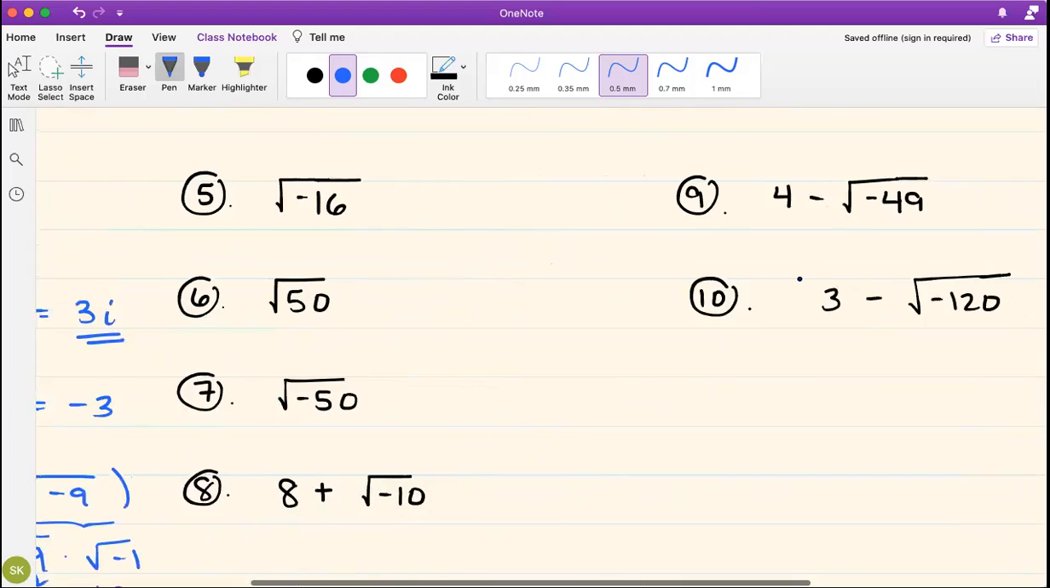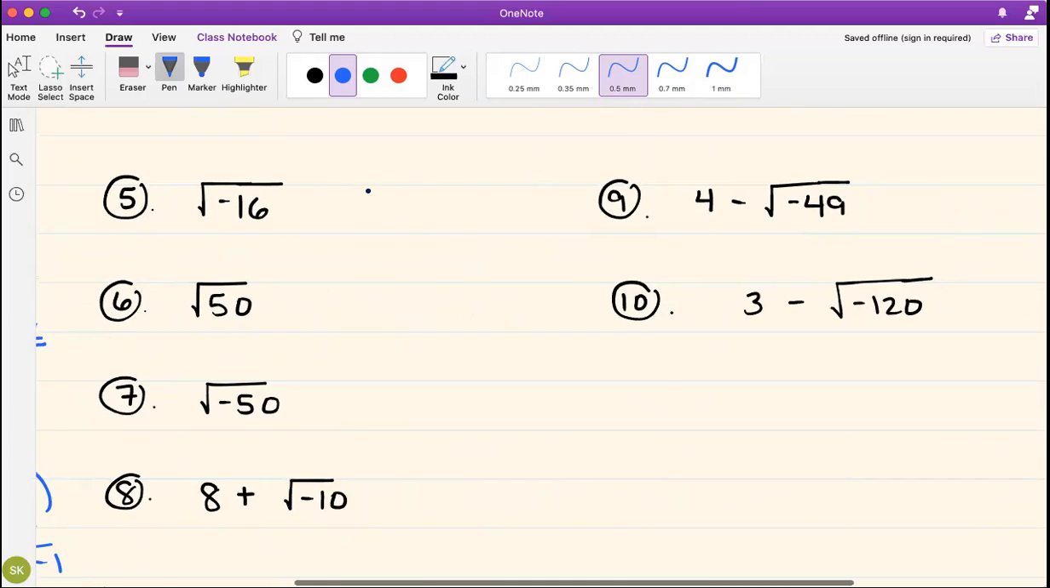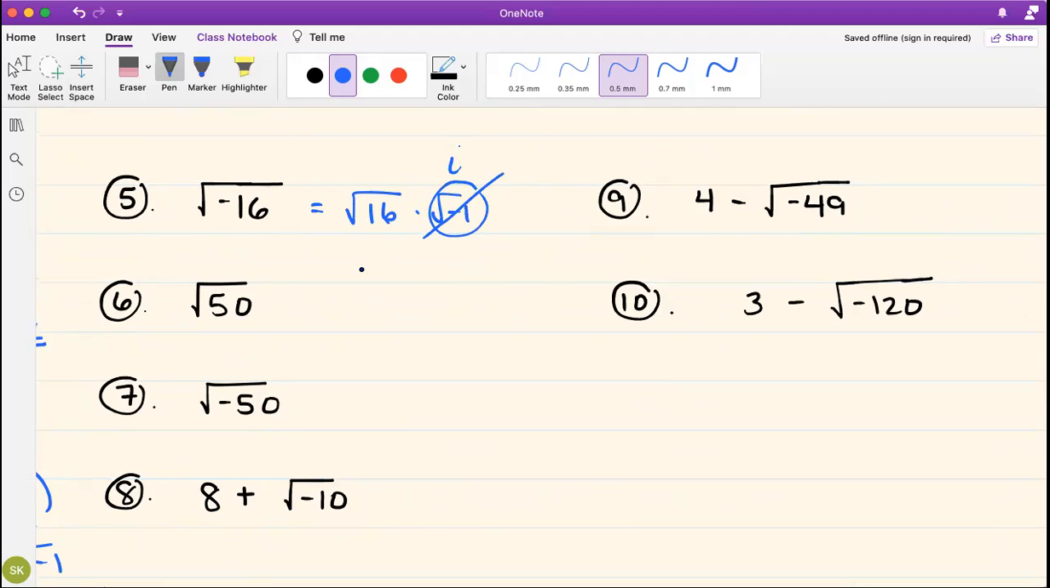Okay, let's move on. The square root of negative 16. So this is the square root of 16 times the square root of negative 1, which is i. So let's cross that out and just put i here. 16 is a perfect square, so this becomes 4i.